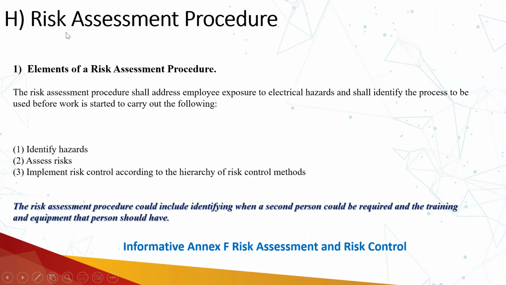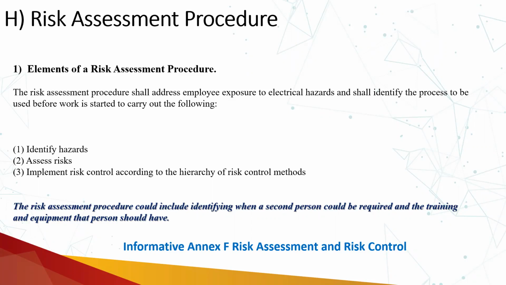Next one, risk assessment procedure. The elements of the risk assessment procedure are covered in Article 110.5(H). So the risk assessment procedure is the same. First, we have to identify the hazard. We have to assess the risk, and then we have to implement the control according to the hierarchy of risk control.